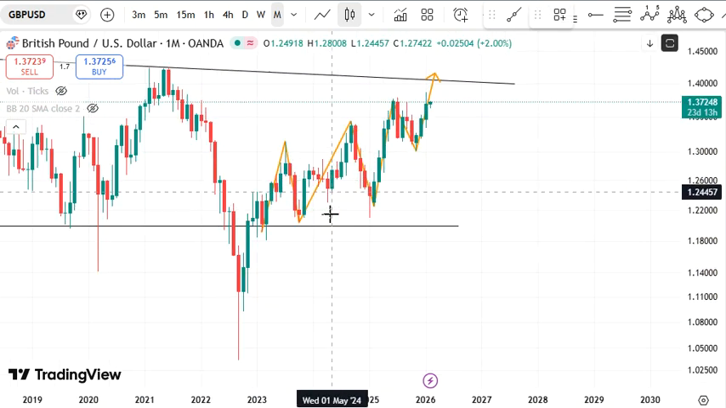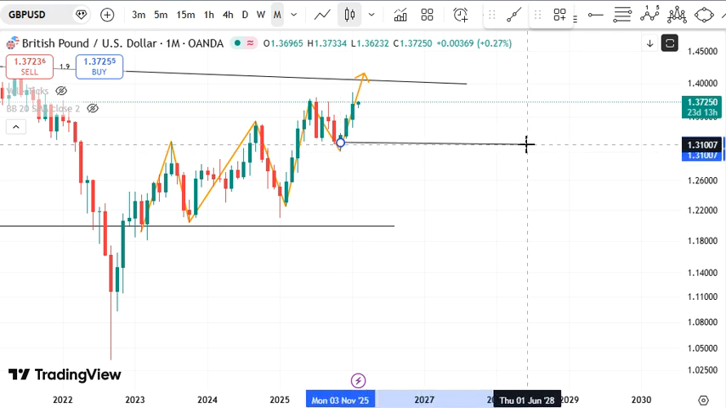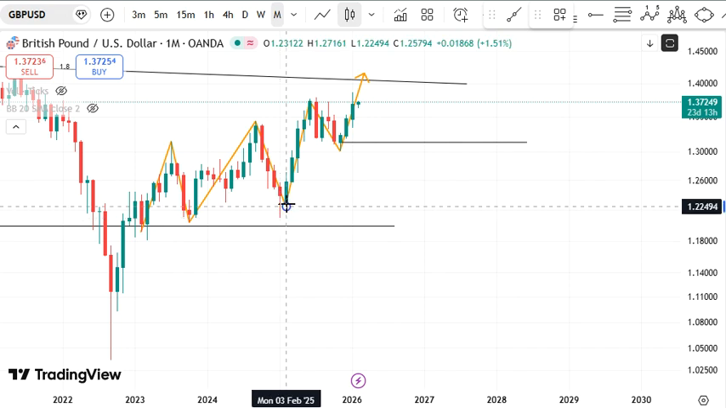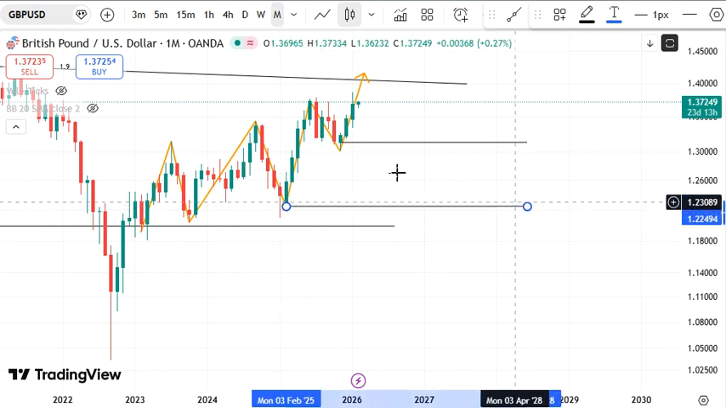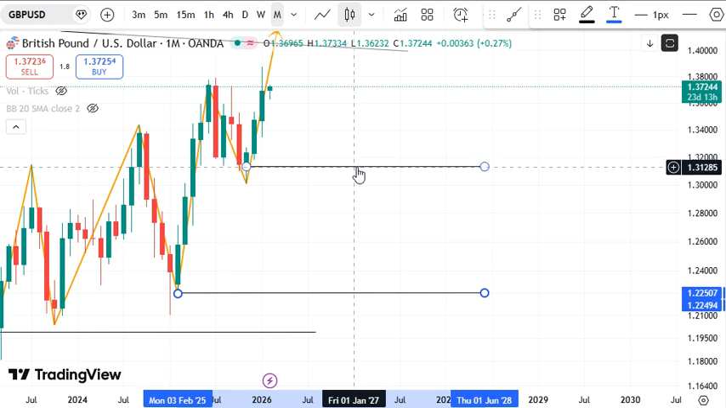Wait for the targets. This is going to be our first target if you get any shorting opportunity, and this could be our second target. So if you get any shorting opportunity here, your first target will be 1.311285, 1.32. You can go for the standard amount, 1.32.